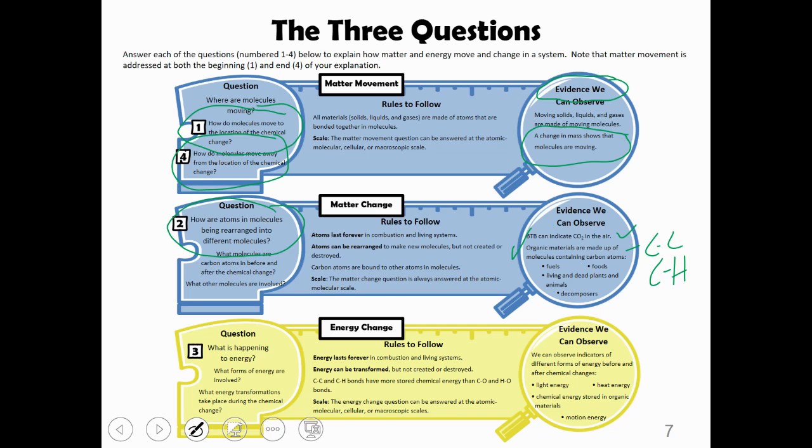Finally, what is happening to energy? So we want to know what's happening to energy. Is energy changing? Well, it obviously is. Energy cannot be created nor destroyed, but it can change. And so we're looking at how that chemical energy, which is over here, is changing into heat and light energy, and possibly motion or other forms.